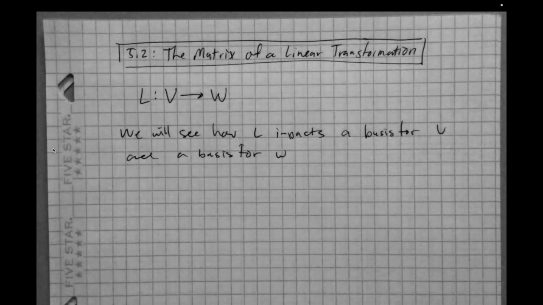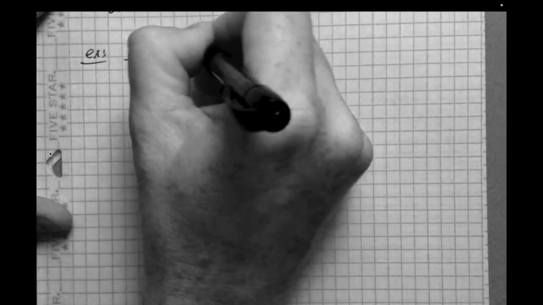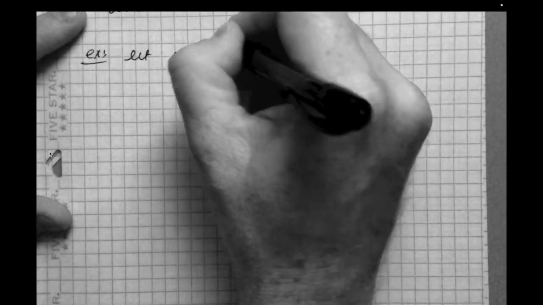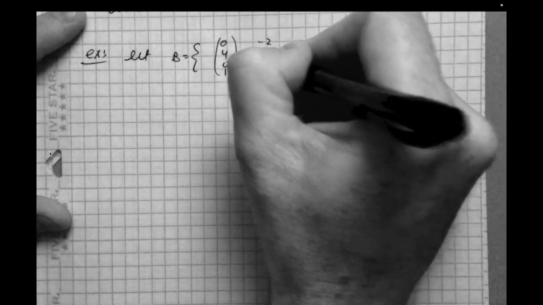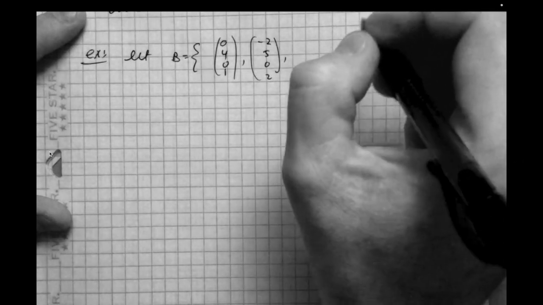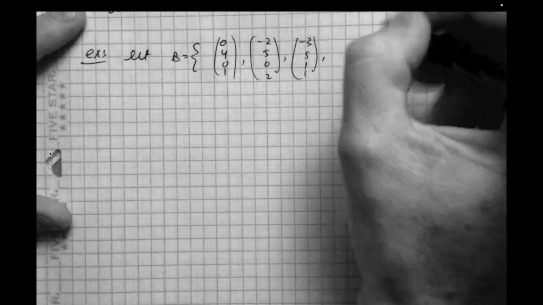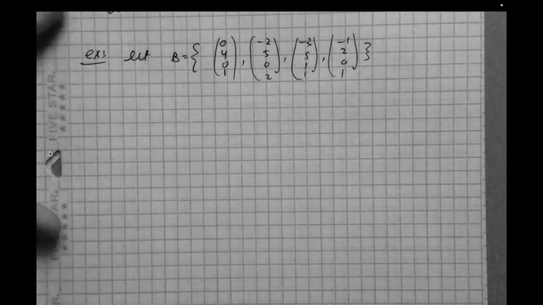Okay, let's start with an example, just to gear up for some of this. Let's let B equal this basis for R4. So we'll have 0, 4, 0, 1, and negative 2, 5, 0, 2, and negative 3, 5, 1, 1, and negative 1, 2, 0, 1.